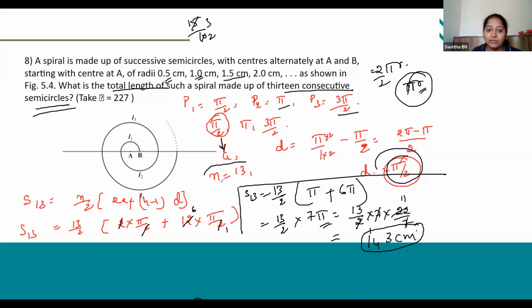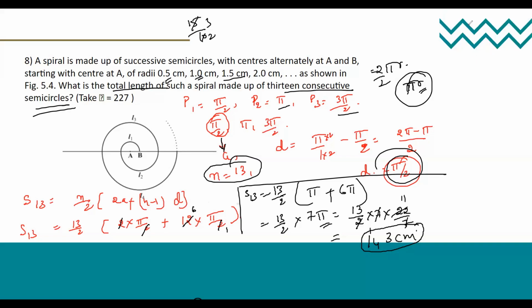Then N is equal to 13. There are 13 consecutive semicircles. So N is taken as 13. So you know how to simplify this. Got it? Shall I go for the next question? Yes, ma'am. If you have any doubts, you can ask me. No doubts. Good. Panchami?